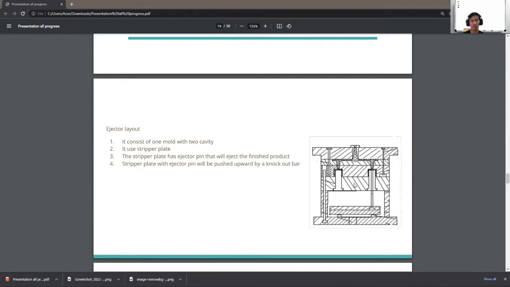For this type of ejector, it uses a stripper plate, where the stripper plate has an ejector pin that will eject the finished product. And lastly, the stripper plate with ejector pin will be pushed away by a knockout bar.